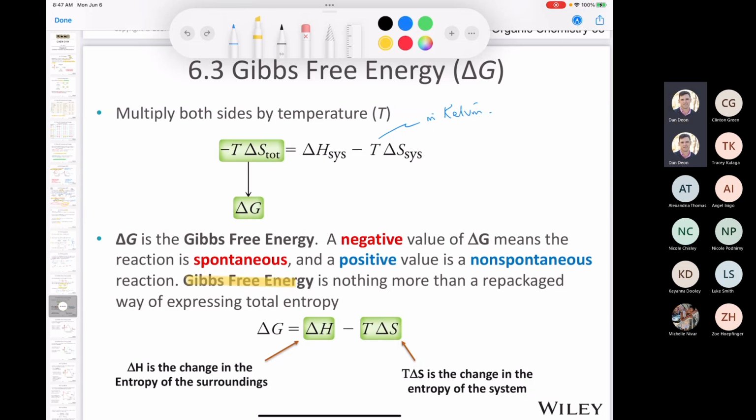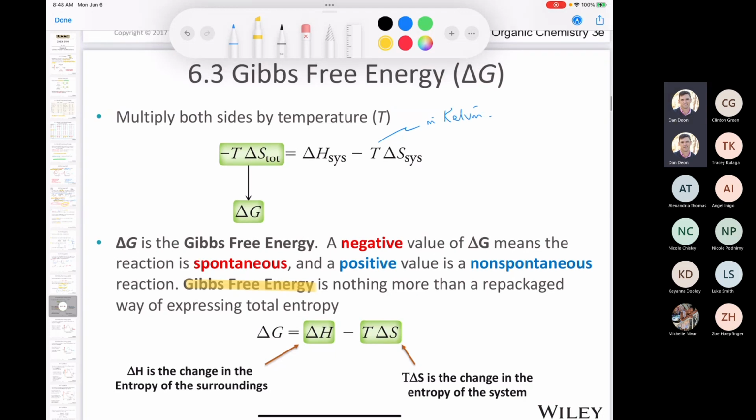Here's just some text that tells you what I just said a couple of seconds ago. Gibbs free energy is nothing more than a repackaged way of expressing total entropy. Who remembers this formula? Give me a thumbs up if you remember this formula. Everybody with me? Sorry, I can't see my students. Okay, cool. Yeah, it's something that you would have covered more so in general chemistry, in general chemistry 1 and 2. But anyhow, there we go, Gibbs free energy.